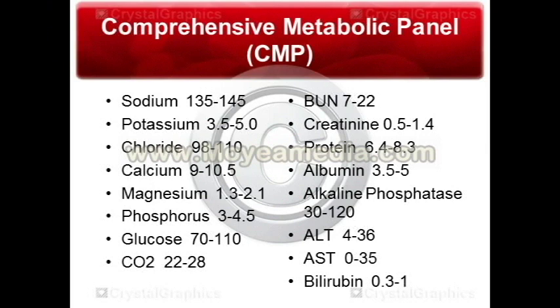CO2 is 22 to 28. Keeping in mind that this is venous blood, a CMP and a CBC should always be drawn from venous blood. BUN and creatinine, these are the primary measurements of kidney function. BUN is 7 to 22, creatinine is 0.5 to 1.4.